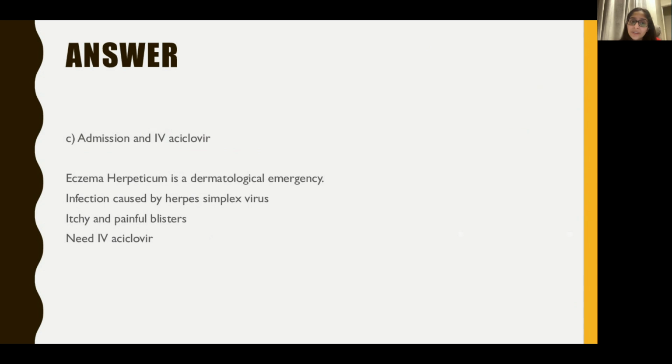This is caused by the herpes simplex virus. And as you can see, there are clusters of itchy and painful looking blisters. And given that he's also not been eating and drinking very well, he may also need fluid assessment, may need IV fluids as well, depending on his hydration status. But yeah, the correct answer is C, admission and IV acyclovir.